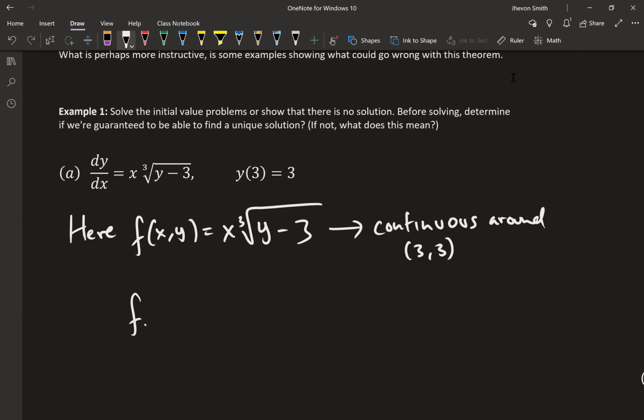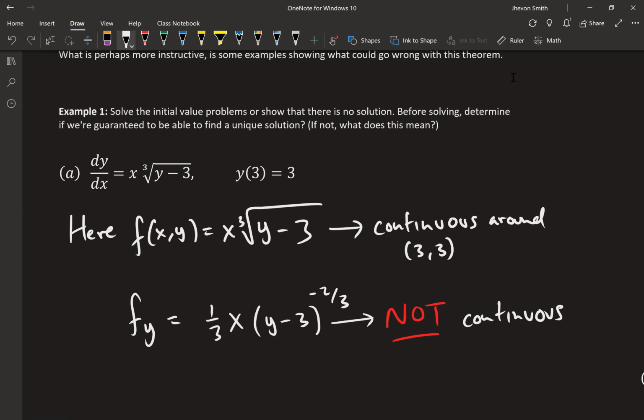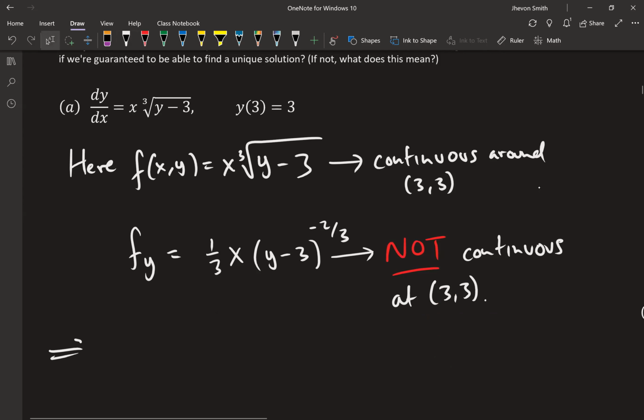Next thing we need to check is the partial with respect to y. Now the partial with respect to y is going to be 1/3 x times (y minus 3) to the minus 2/3, and this guy is not continuous at 3, 3. So this means we are not guaranteed to be able to find a solution.